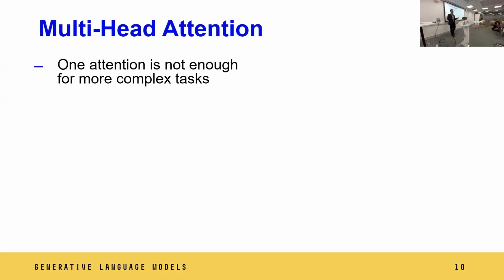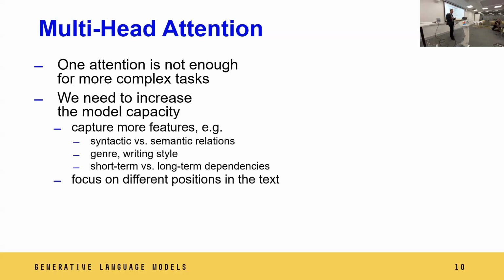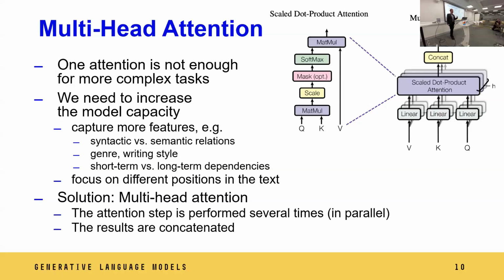But one attention is not enough for more complex tasks. It would be able to just generate the text, but we want more from the GenAI tools. We want to capture some other features. Yeah? Sometimes we are more interested in syntactic relation, sometimes in semantic relation. We want to capture also general writing style, the dependencies that are close to each other, or long-term dependencies, and all this stuff. So the solution to that is so-called multi-head attention.